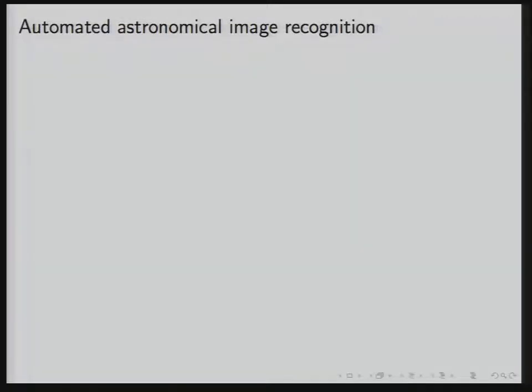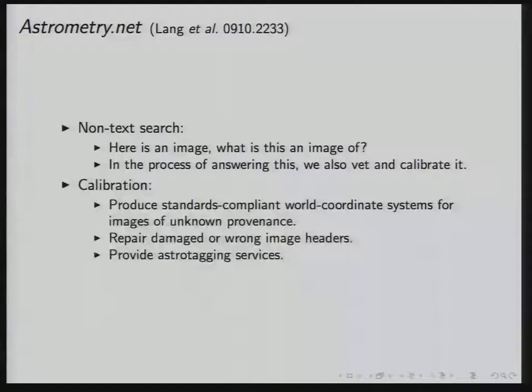My third and probably last topic is about image recognition, which is how, in that first example, we rejected the cat and figured out where all the other images were on the sky. The project that I'm going to tell you about is called astrometry.net, and the first author is Dustin Lang, who was on my first view graph as well.